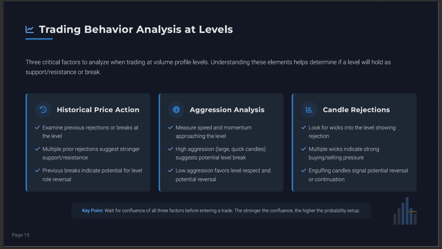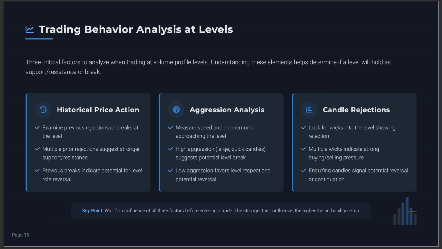Factor 3. Candle rejections and behavior at the level. When price reaches your volume level, what are the candles telling you? Are you seeing long wicks away from the level? Are buyers immediately stepping in, or are sellers overwhelming any buying pressure? Are we seeing indecision, or is one side clearly in control?